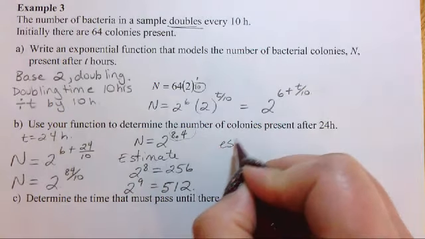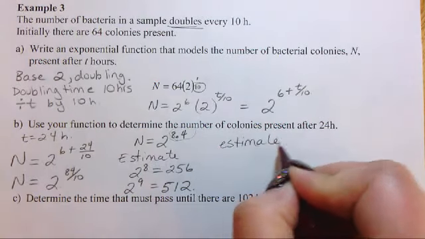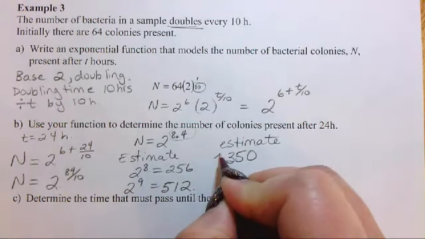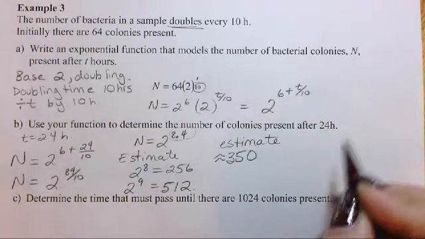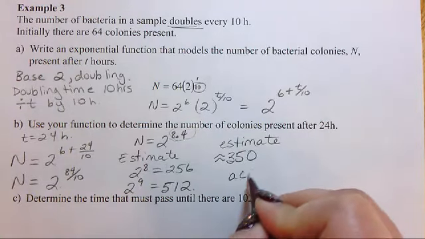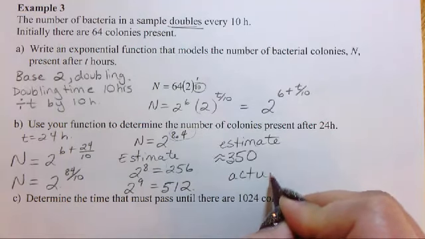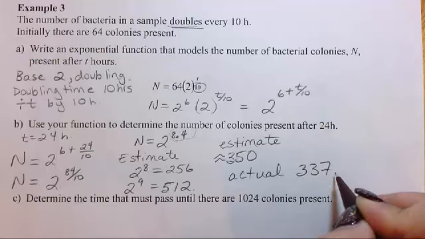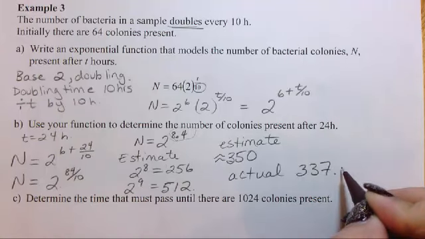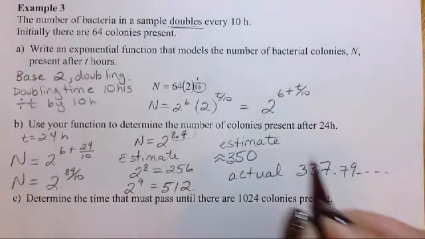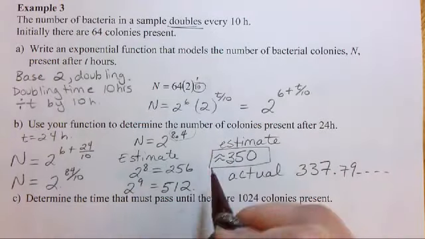Let's estimate it's somewhere around 350. If we are using our calculator, then we can just type that in and we get the answer. The actual answer is somewhere around 337.79, and it continues. So this would be an okay estimate.